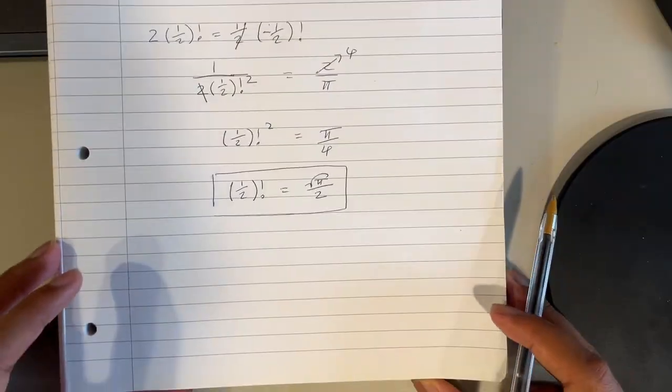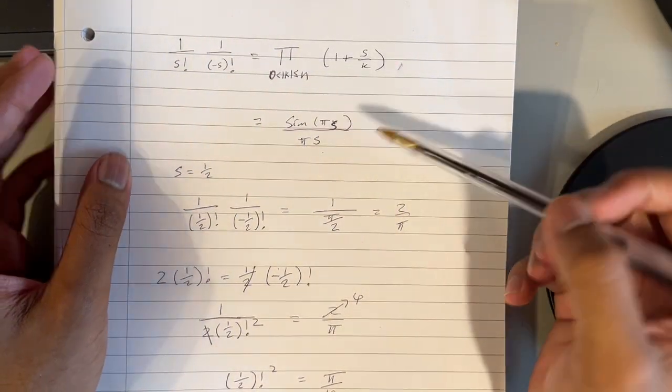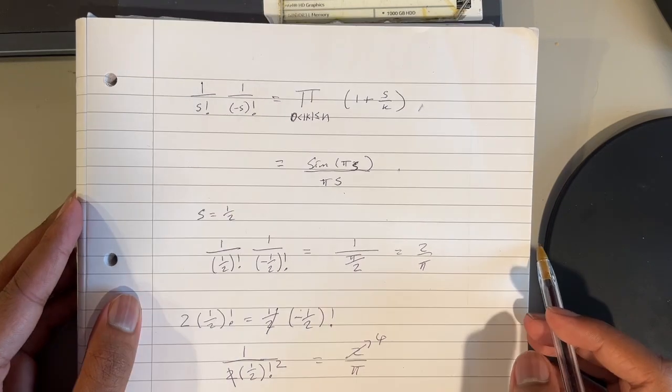So that's it for this video, right? The main idea was that we have this, which is known as Euler's reflection formula. And so this is the end of this video.